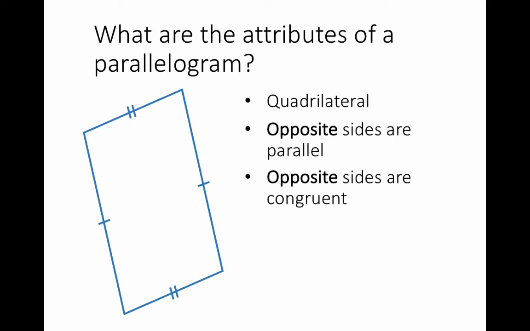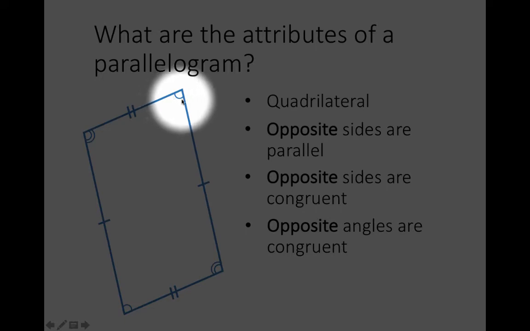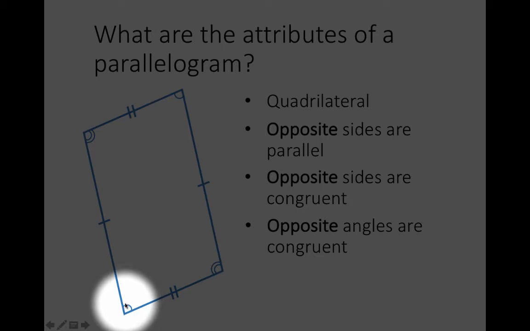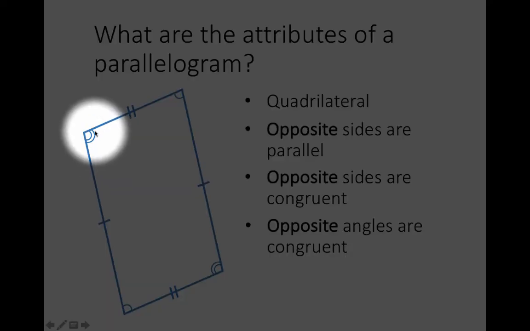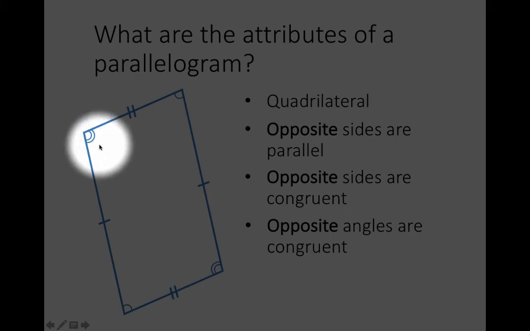Because the opposite sides of a parallelogram are parallel and congruent, opposite angles are also congruent. This single arc and this single arc indicate that these opposite angles, these angles that are on the other side of each other, are congruent. They have the same measurement. This double arc and this double arc indicate that these opposite angles, these angles on the other side of each other, are congruent. They have the same measurement.